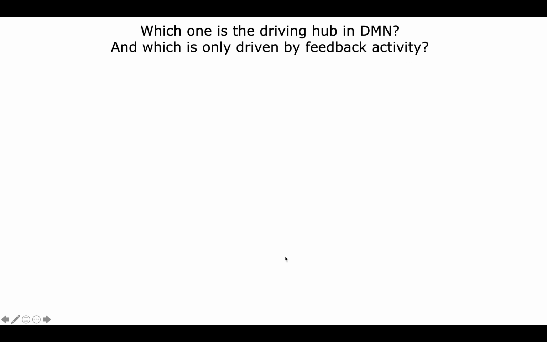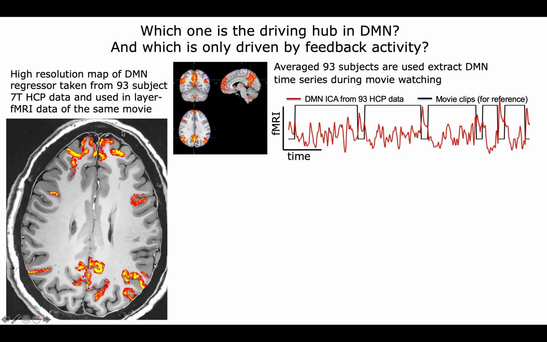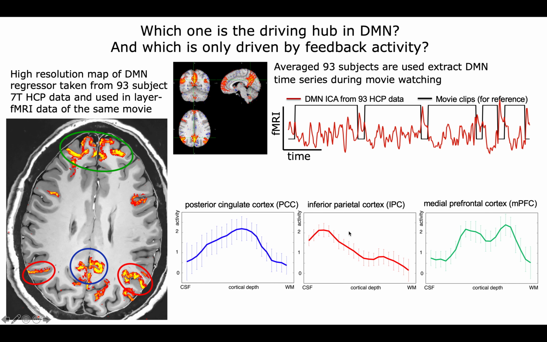input. Other questions that we might be able to address with this setup refer to the hubness or directional connectivity of already described networks, such as the default mode network, where we can use the same setup. We just extract the signal time courses of the averaged HCP data. So we know that the default mode network should look like that. And we can use these signal time courses as regressors, or as our design matrix, in our high resolution data while people watch the same movies to extract the default mode network and also give us a layer response.